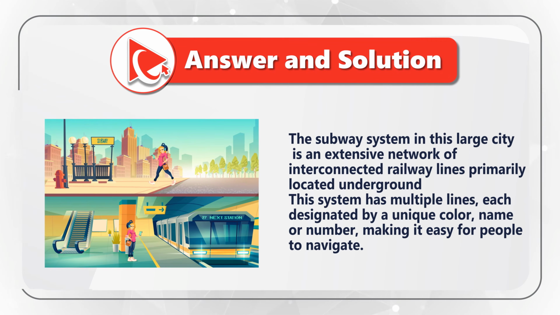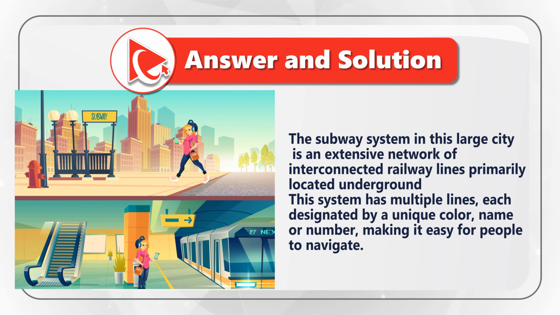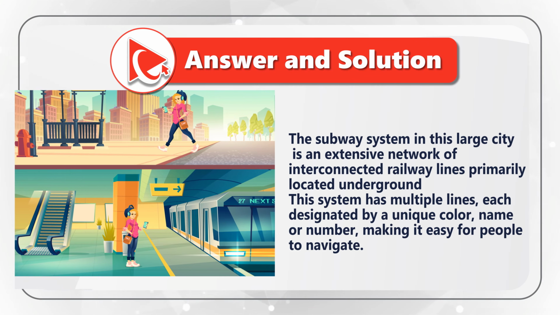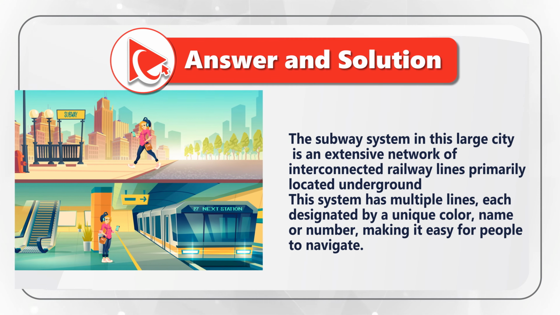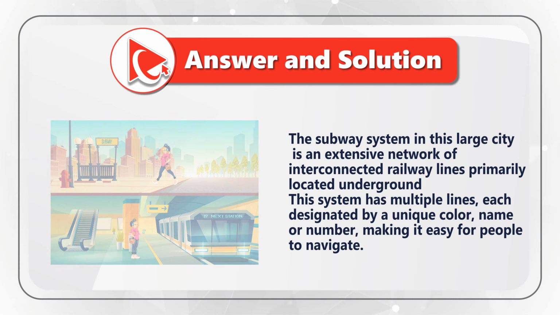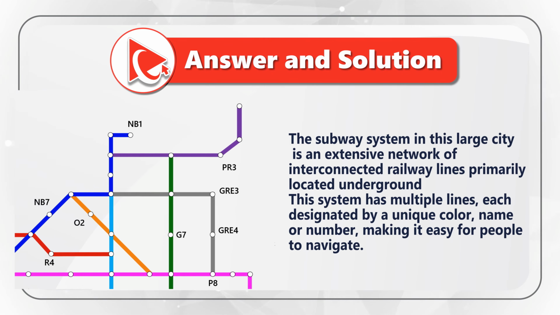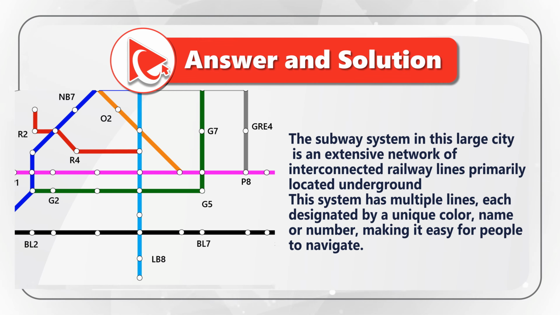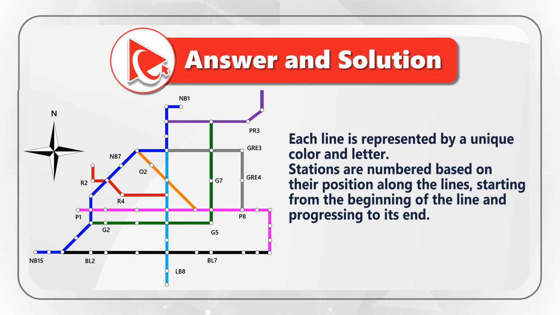Since we're presented with the map of a subway, let's better understand what a subway is, as it is going to be helpful to answer this question. The subway system in a large city is typically an extensive network of interconnected railway lines, primarily located underground. This system typically has multiple lines, each designated by a unique color, name, or number, making it easy for people to navigate. Now let's take a close look at the map to see how we can better understand it.